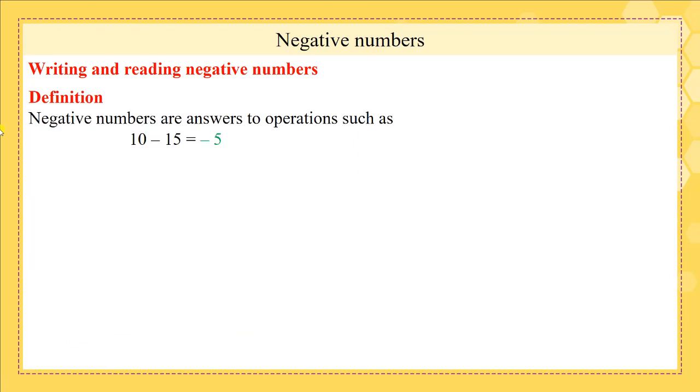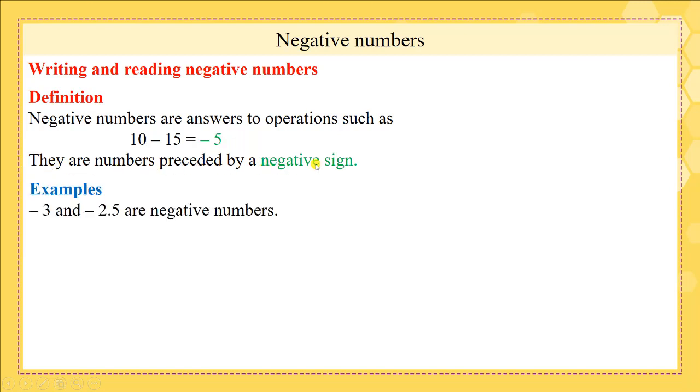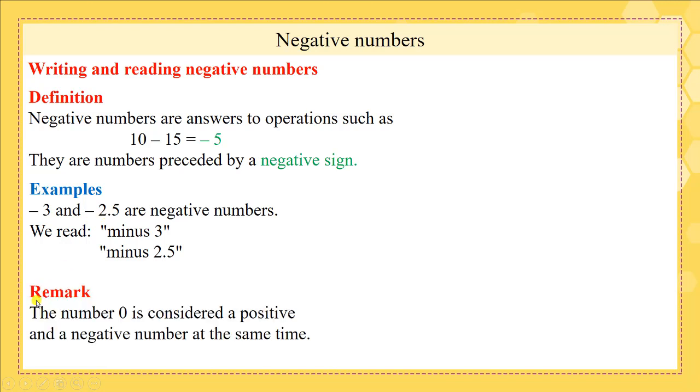What are negative numbers? Negative numbers are answers to operations such as 10 minus 15 is equal to minus 5. They are numbers preceded by a negative sign. Examples: minus 3 and minus 2.5 are negative numbers. We read minus 3, minus 2.5. Remark: the number 0 is considered a positive and a negative number at the same time. Minus 0 is equal to plus 0 is equal to 0.